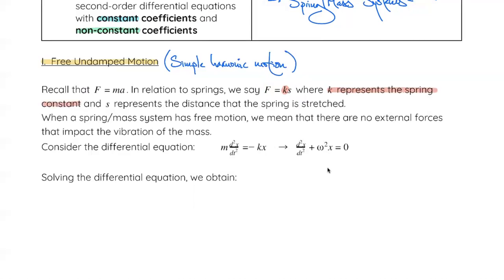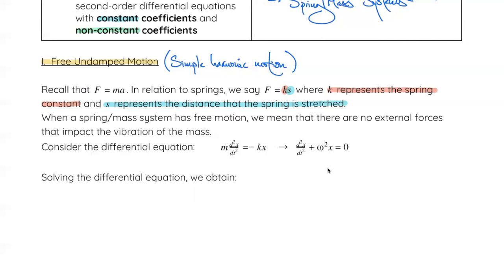What I mean by spring constant is, how stretchy is that spring? Is it really easy to stretch? Is it not so easy to stretch? That would be a K value. And then the S represents the distance that the spring is stretched. All right, so we have this spring, we are stretching it, and how far we are stretching it is modeled by the letter S.